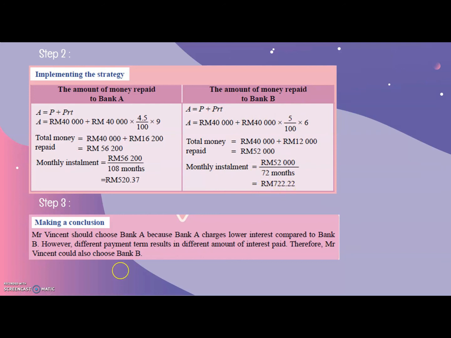So the conclusion for this question is Mr. Vincent should choose Bank A because Bank A charges lower interest compared to Bank B. However, the different payment terms result in different amounts of interest paid. Therefore, Mr. Vincent could also choose Bank B, but it is wiser to choose Bank A.